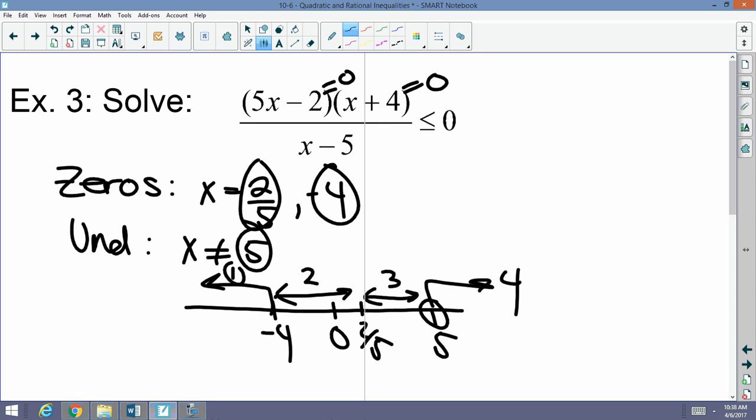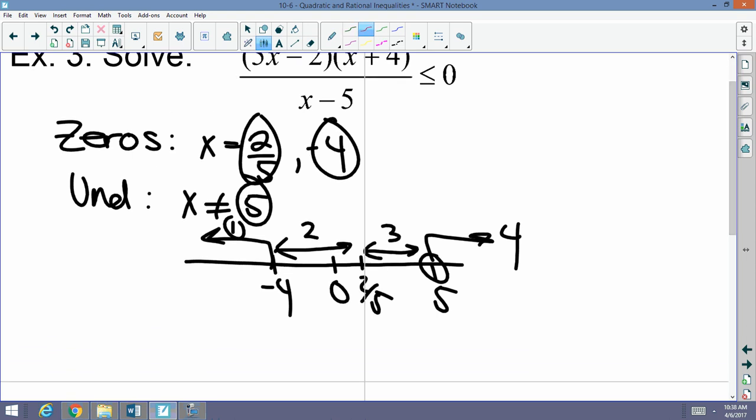Look at my test intervals. I went to the left of -4, in between -4 and 2/5, in between 2/5 and 5, and then from 5 to positive infinity. Do you see how and why I did that, guys? Yes, sir. Thank you. Okay, because I'm going to mark in red I have this guy, and this guy, right? So my solutions can either be to the left of -4, in between -4 and 2/5, in between 2/5 and 5, and then from 5 to positive infinity.